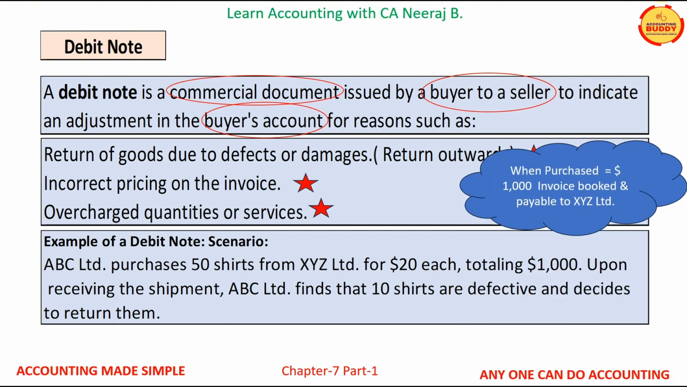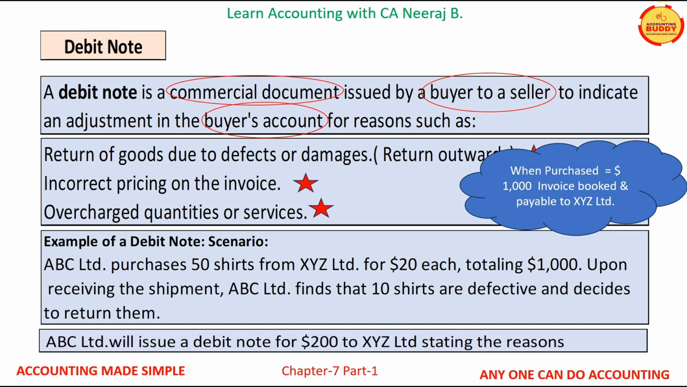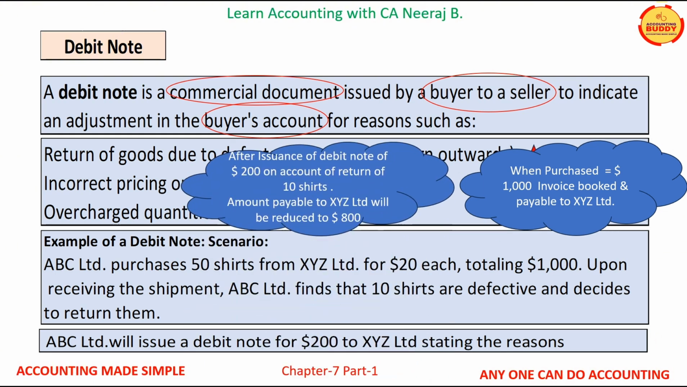However, when 10 shirts were returned and a debit note of $200 was issued, the amount payable to XYZ Limited got reduced from $1,000 to $800. This explains the business situations under which the debit note is issued and its impact on the accounting.